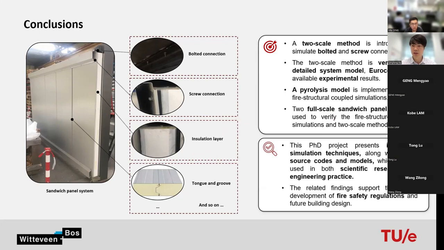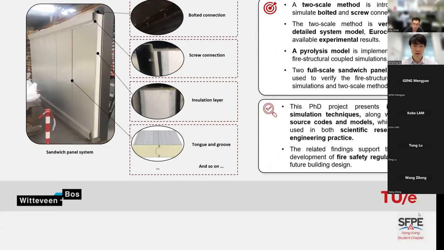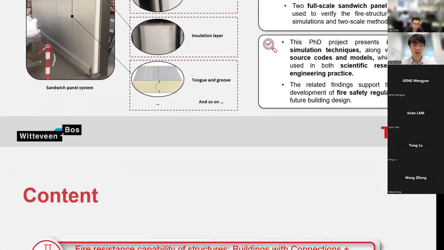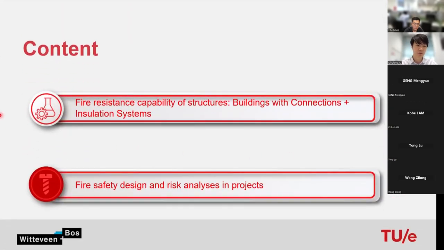If you are interested in my PhD work, you can simply find my thesis online. At the bottom of my thesis, all the codes and models I used are public. The related findings also support the further development of fire safety regulations and future building design. So that's about my PhD. Any questions so far?